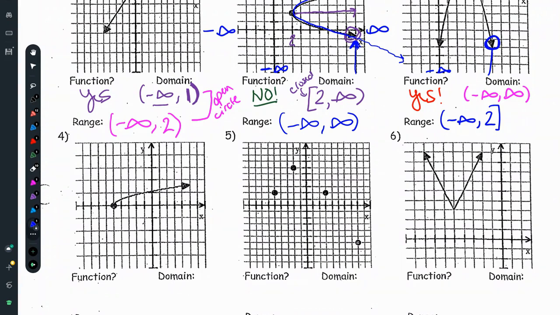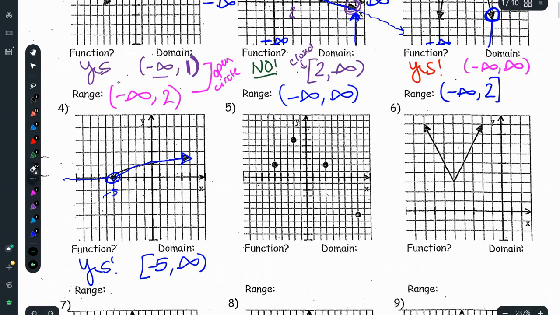If we take a look at number 4, it is a function. It passes the vertical line test. For the domain, I start on the left, and the first point I hit is right here at 1, 2, 3, 4, 5, so that's negative 5. So my domain starts with a bracket at negative 5 because that's a filled-in circle. We use a bracket. And then as I continue to the right, there's an arrow, which means I'm going to go forever right, and forever right is infinity.